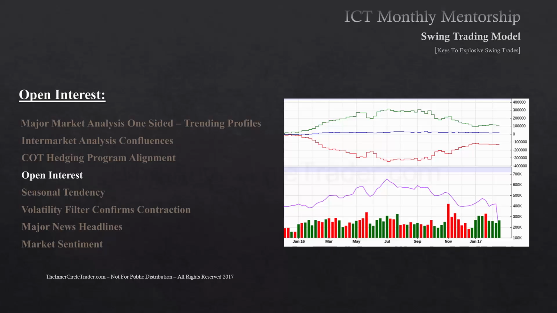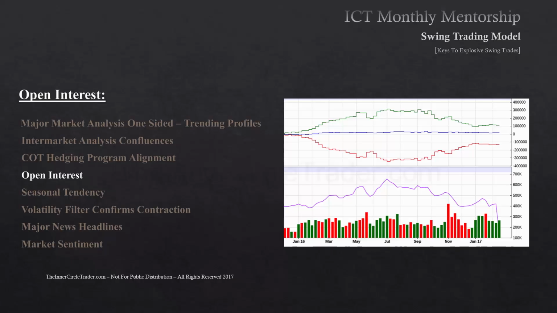It's confirmed when you see the red line, which is commercials in a net traded position chart, go higher towards the zero line. So that's a reduction of open interest and a confirmation that they are reducing their short positions. Otherwise, that red line would be either staying flat or going lower. It's going up at the same time that purple line drops down from November.